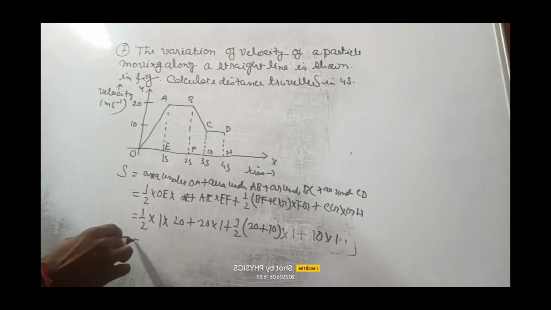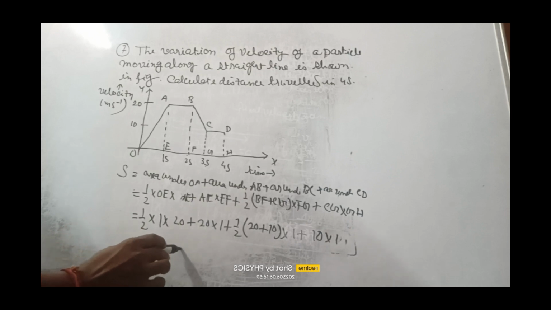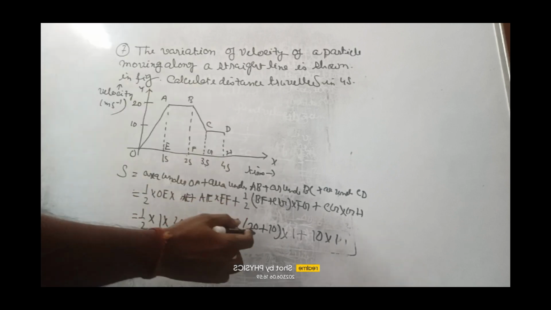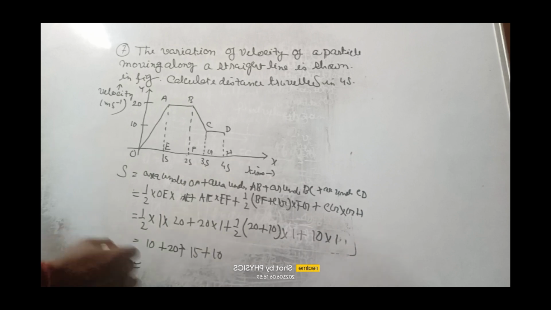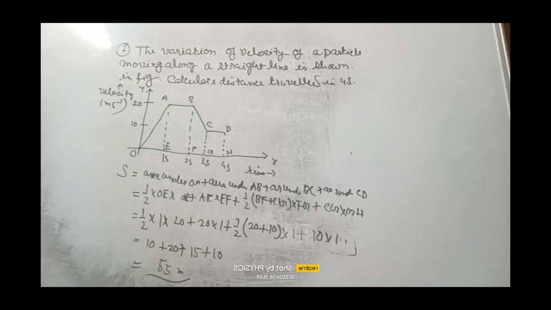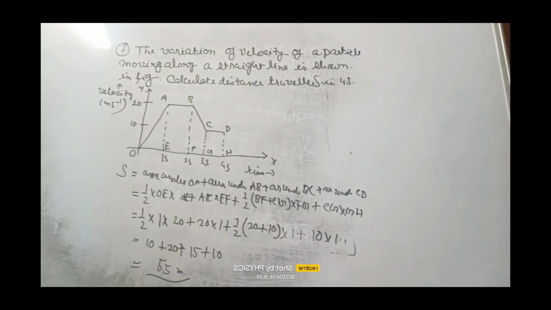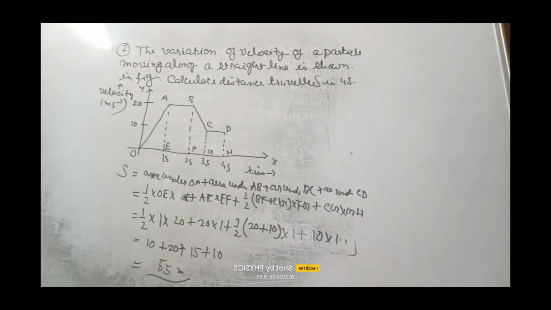Now calculate it: 10 plus 20 plus, that is 20 plus 10, 30 by 2, that is 15, plus 10. So we'll get 55 meter. So the distance traveled by the particle in 4 seconds is 55 meter.